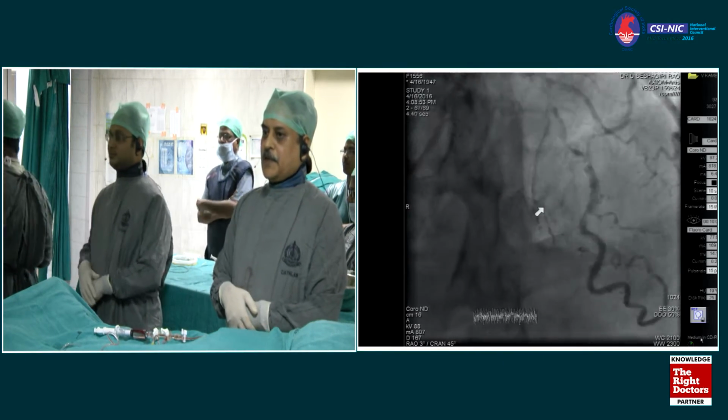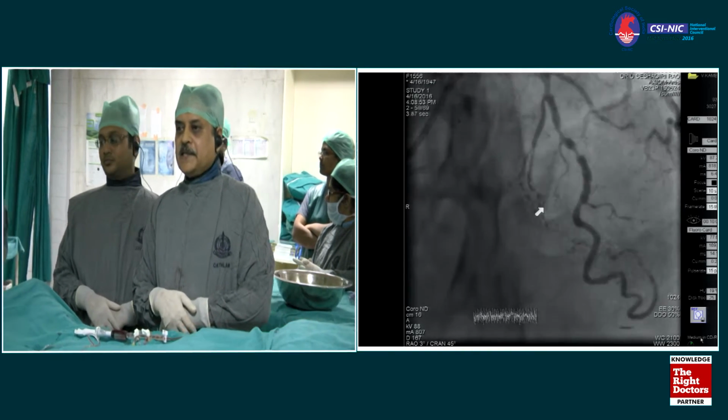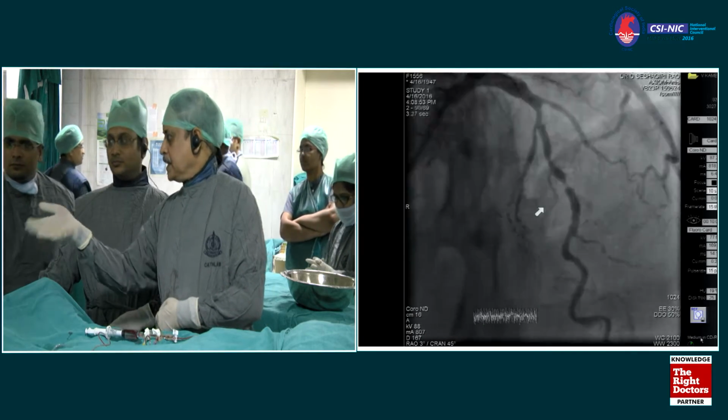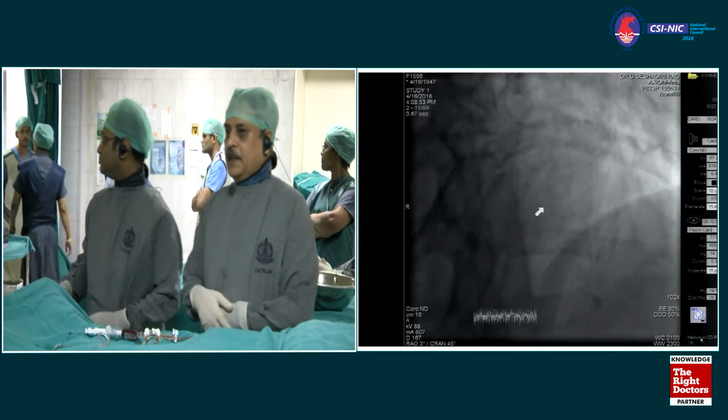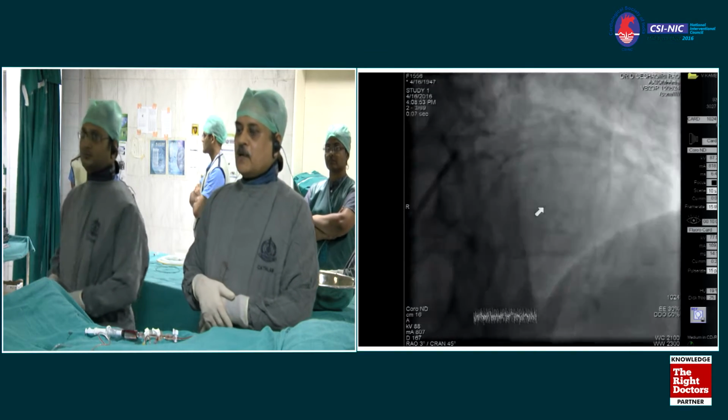Here we crossed with an extra support wire and dilated the lesions with a 2.5 diameter, 15 millimeters balloon. Maximal post dilation for the upper one. What about the right side? The right side is okay. There are not many lesions, mild lesions are there.